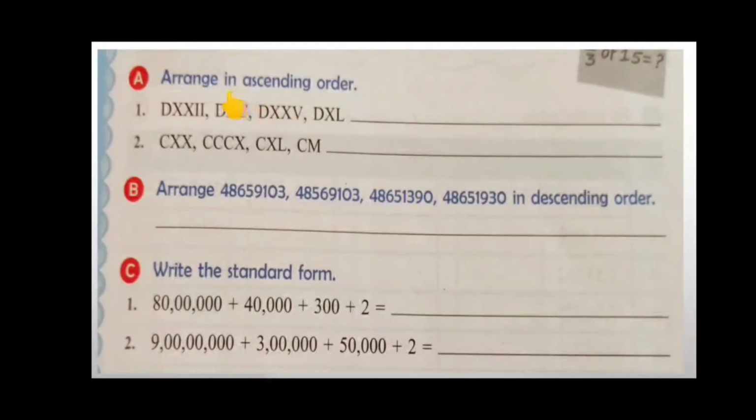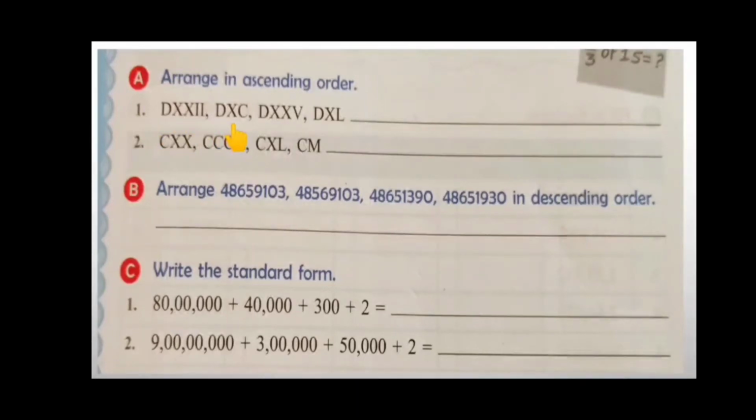Arrange in ascending order. So the Roman numbers are given. We have to write in ascending order, from the smaller to greater. First, let's find out the Roman numbers. First one you see, DXXII. Here D is 500, plus 10, then 2. So altogether if you add, you'll get 522.